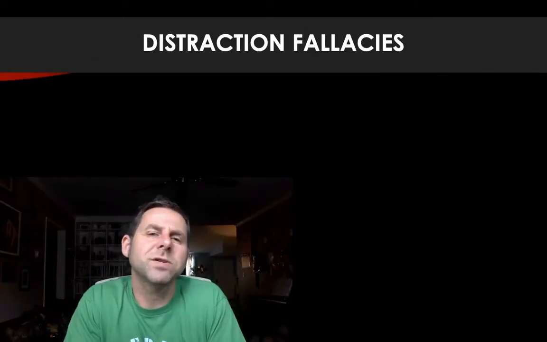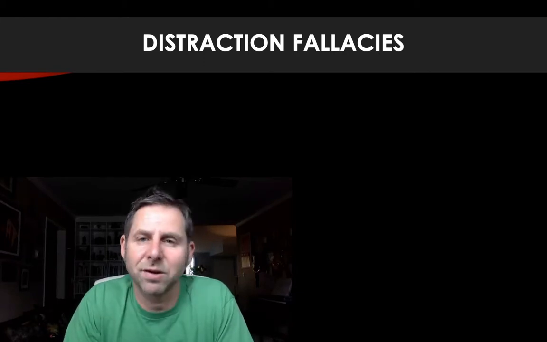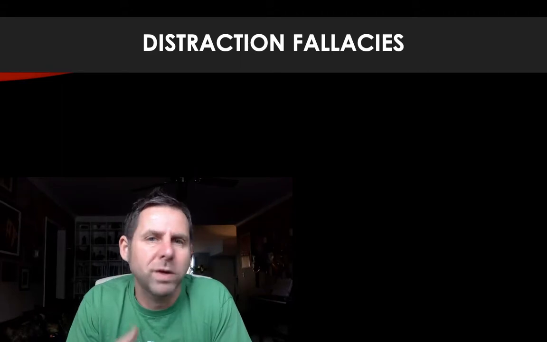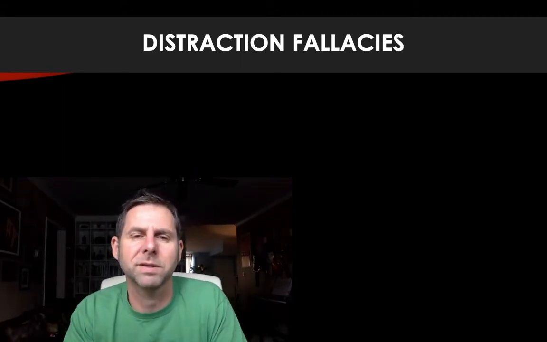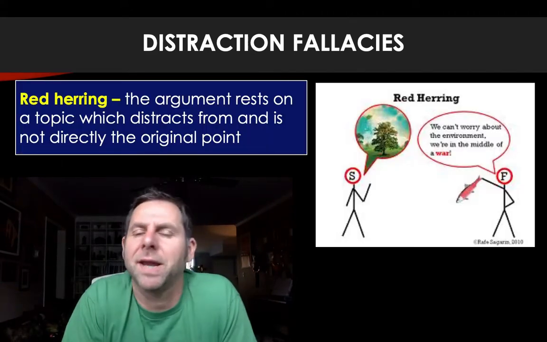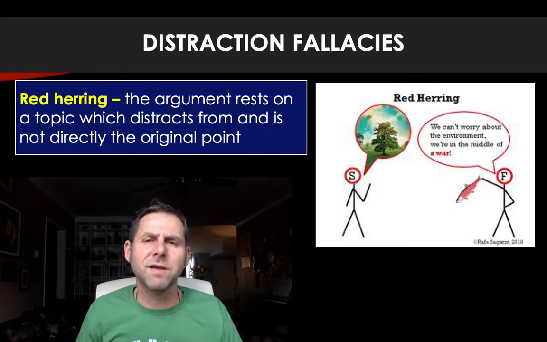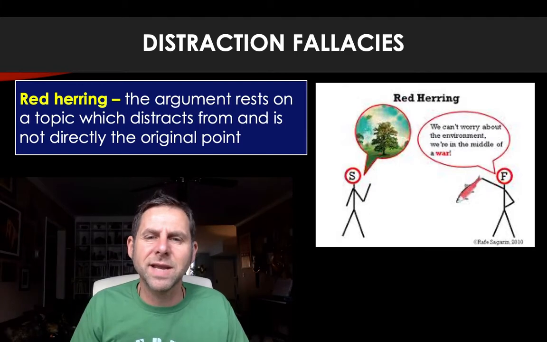Distraction fallacies are exactly what they say they are. Essentially, they distract you from what is really important, right? From the real argument. The first one here is red herring, and the idea of a red herring is essentially that instead of being on topic, you're saying something that's a little bit off topic, right?